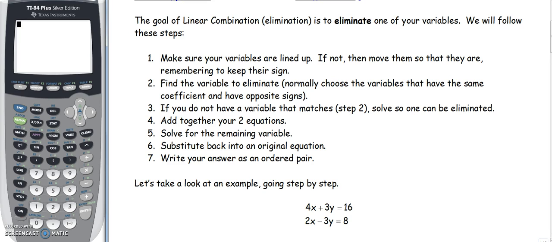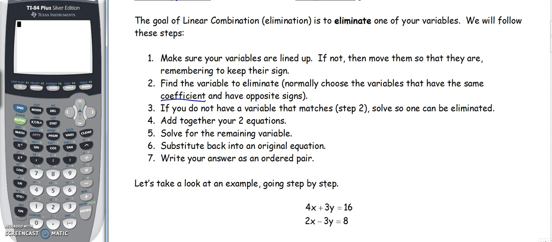So it says find the variable to eliminate. Normally choose the variables that have the same coefficient, and coefficient means number in front of the variable, and have opposite signs, which means one has to be positive and one has to be negative. So again, look at the example on the bottom and see which ones have the same number in front of the same variable, and one is positive, one is negative. If you guessed the y's, you're correct.